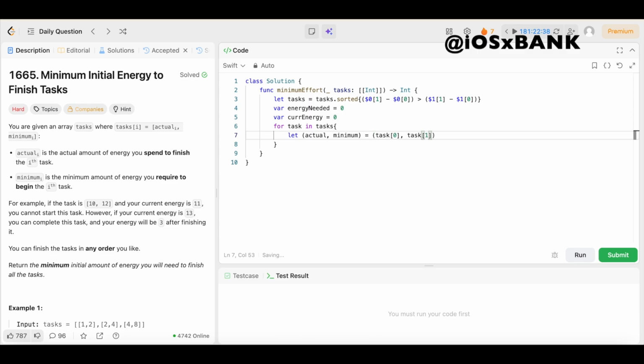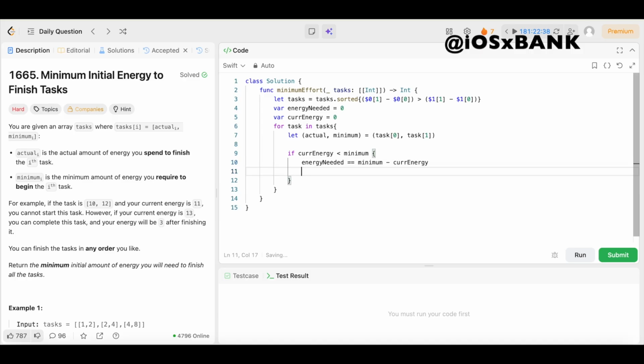Boom. And if the current energy is less than the required minimum, increase our starting energy enough to meet the requirement. So we're going to come underneath this and we're going to say if curEnergy is less than minimum, we're going to open up the brackets and add only the missing amount needed by saying energyNeeded plus equals minimum minus curEnergy. Boom. Then we're going to update the current energy to the required minimum by saying curEnergy equals minimum.